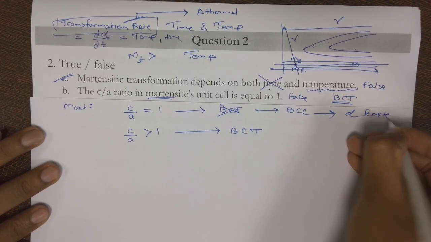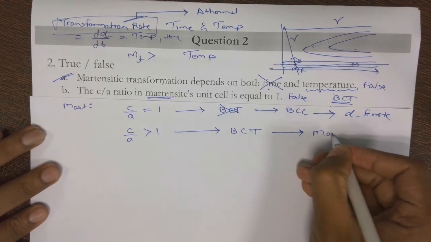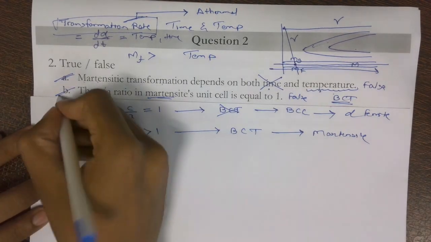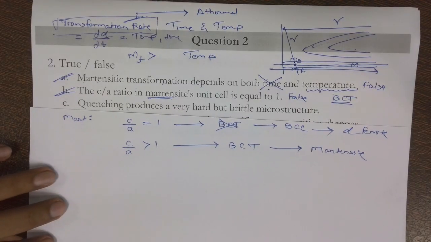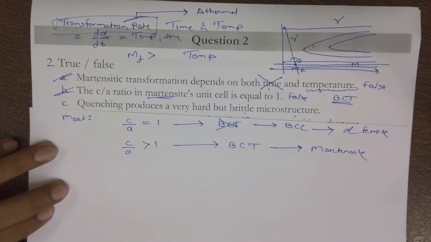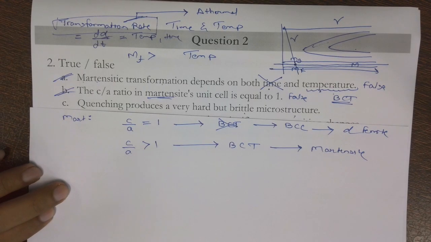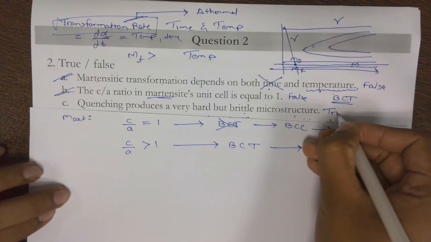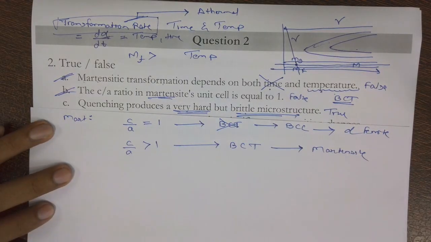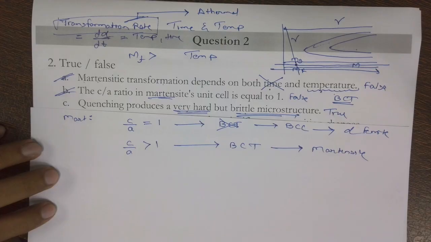Quenching produces a very hard but brittle microstructure. Martensite is very hard. The more the hardness, the more brittle it is. So is it true or false? It's true, right? It is very hard as well as brittle, and for this reason we cannot use the martensite. Application wise, it is not usable. We have to reduce its hardness and its brittleness, and for that we perform the tempering step.